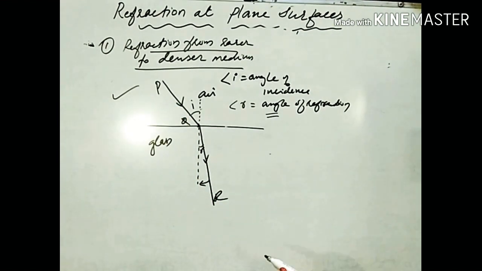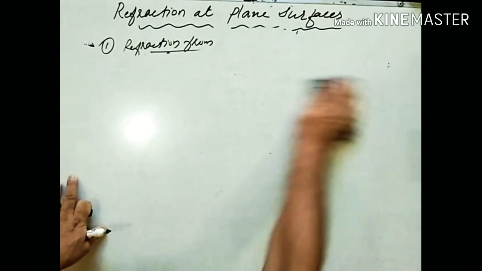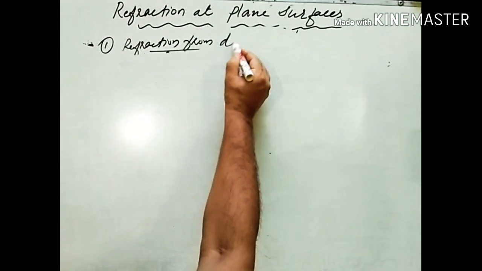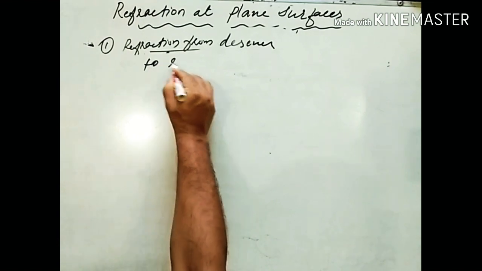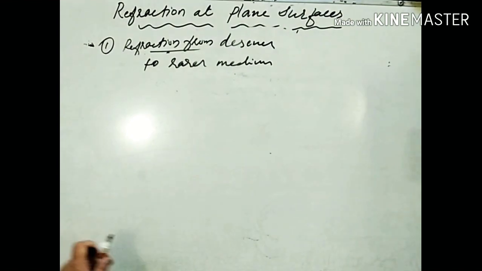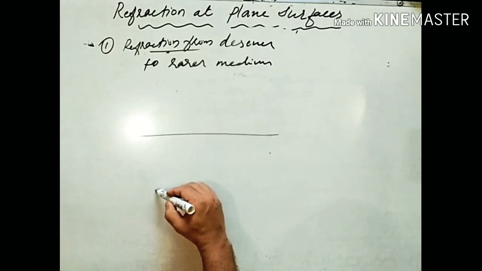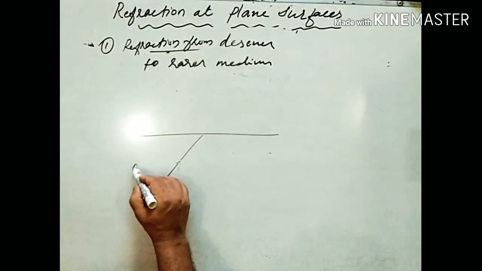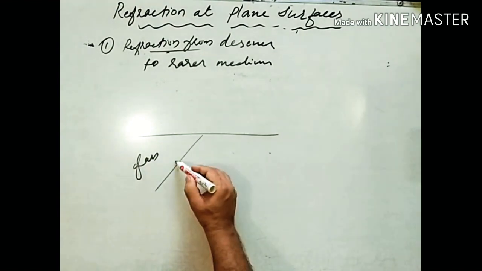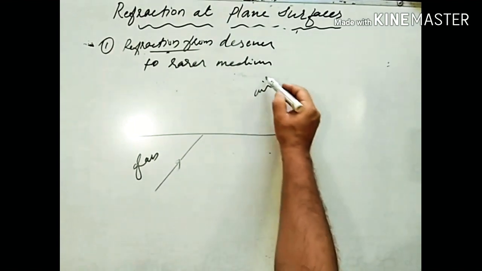Okay, now let us see how refraction takes place when a ray of light travels from a denser to a rarer medium. Here a ray of light will be traveling from a denser medium, for example glass. Through a particular medium light has a constant speed, so it is traveling through glass, and suddenly it is ready to emerge into another medium, that is an optically rarer medium, that is air.